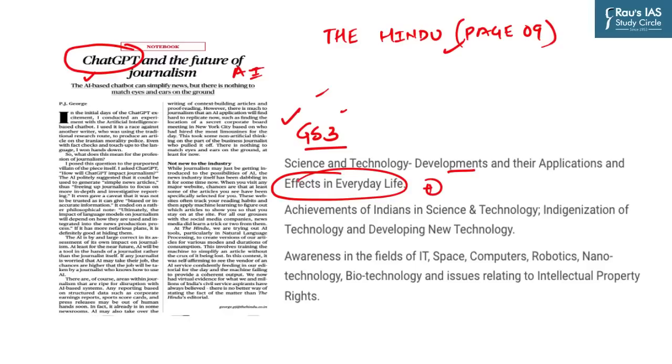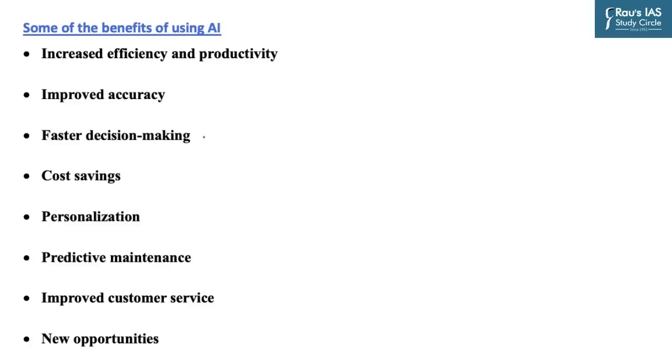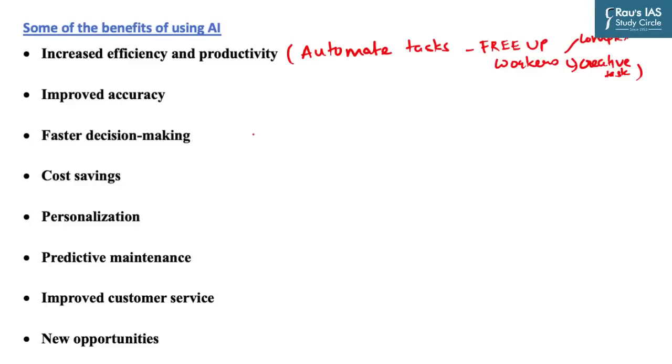Now, we'll try to understand what are the benefits of using technologies like AI and what are the potential demerits of the same. The first major benefit of using artificial intelligence is increased efficiency and productivity. Now, AI systems can automate tasks and will free up workers for more complex and creative tasks. The second major benefit of using AI is that it will improve accuracy. Now, AI can perform tasks with a higher degree of accuracy than that of humans, and this will help in reducing the margin of human error.